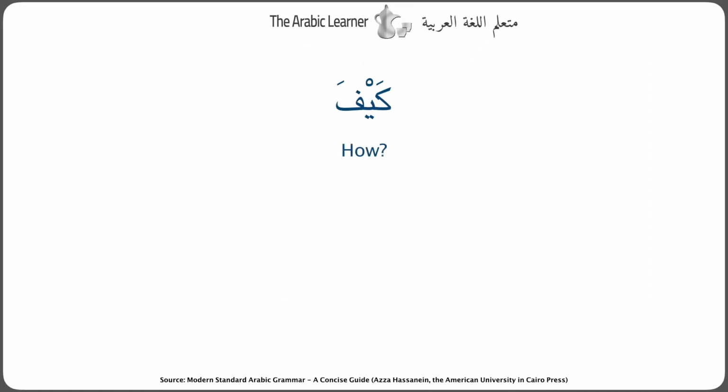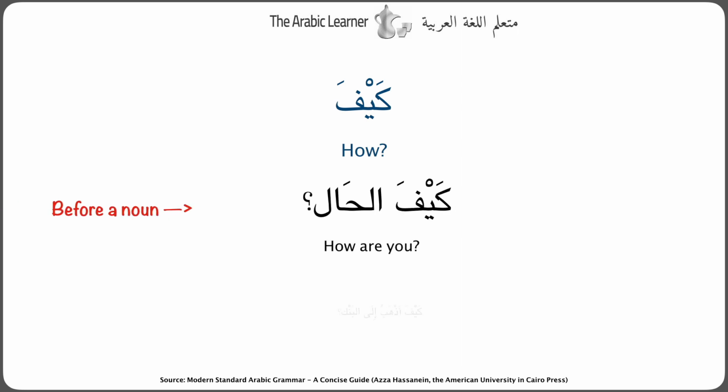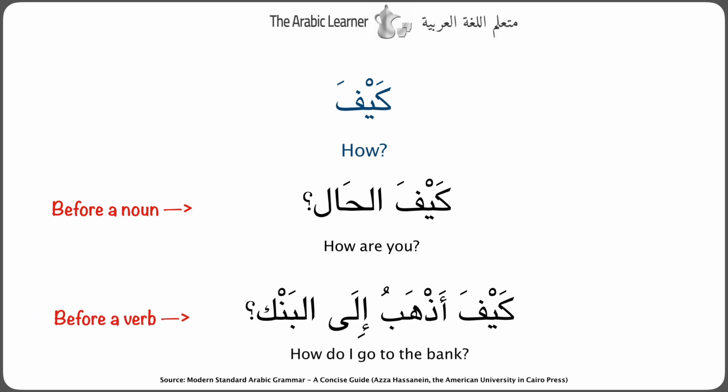كيف؟ The word for how. It can come either before a noun, كيف الحال؟ or it can come before a verb. كيف أذهب إلى البنك؟ And it takes the same form in both contexts.